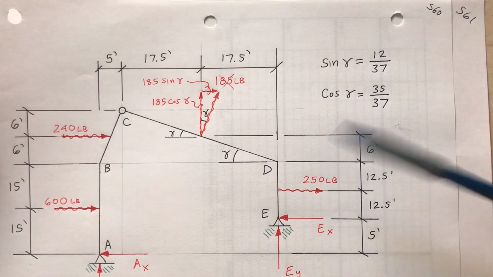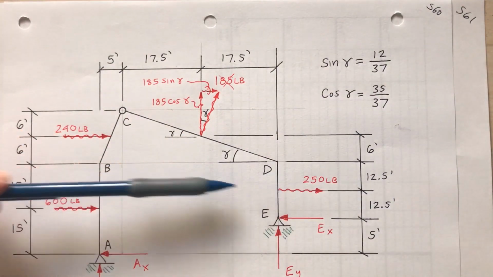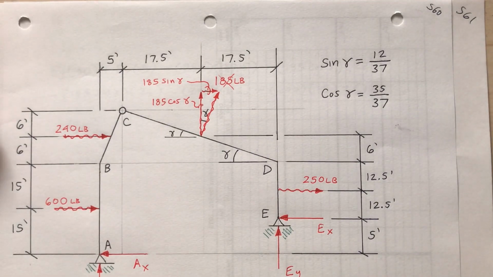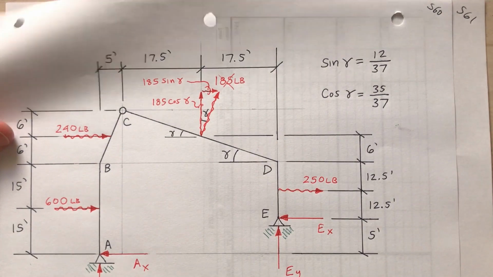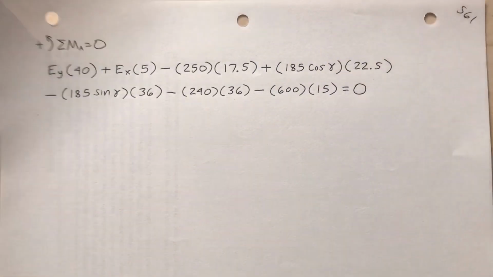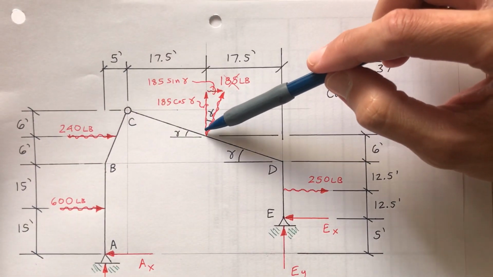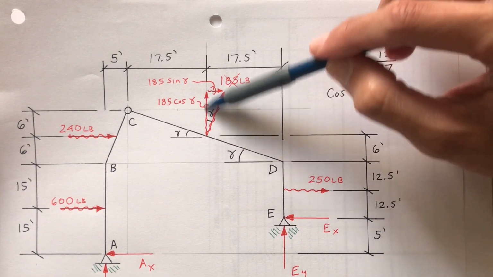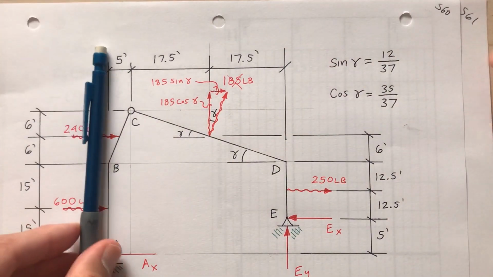What am I talking about? That would be this 250 right here, and it rotates it in the clockwise direction. Moment arm 17.5. 12.5 plus 5 is 17.5. Plus 185 cosine gamma. Okay, so I'm talking about this vertical force here. What is the distance between that and A?